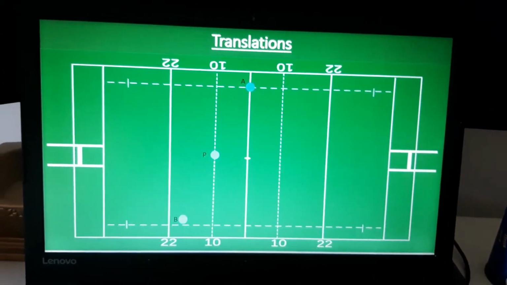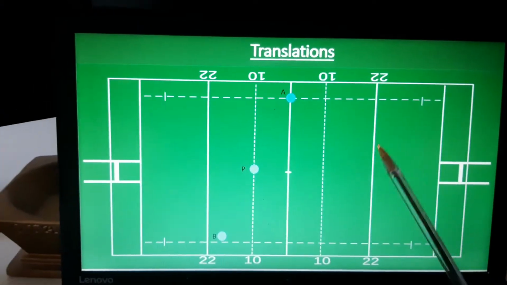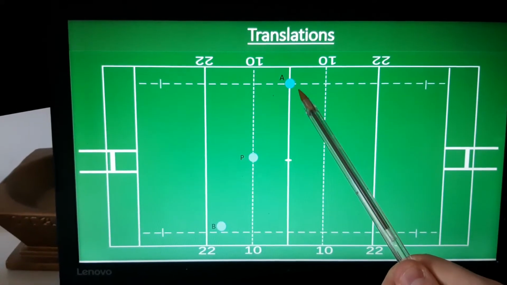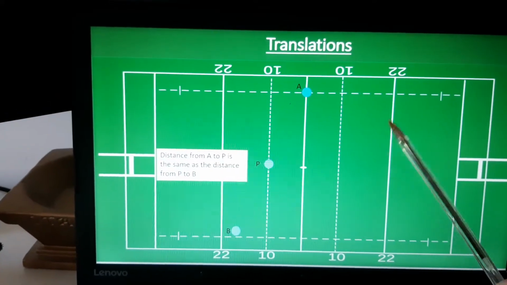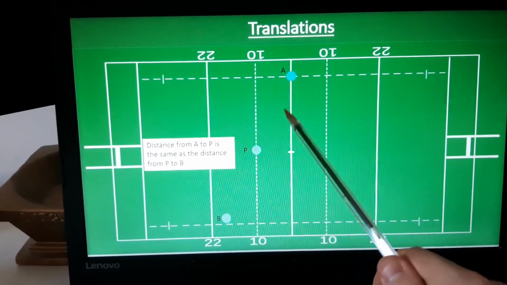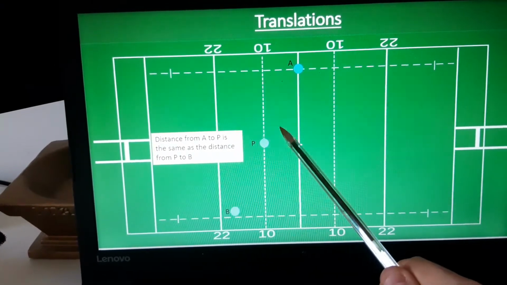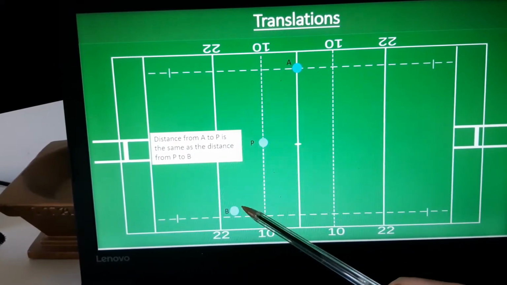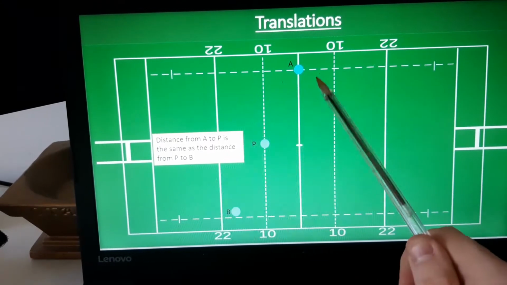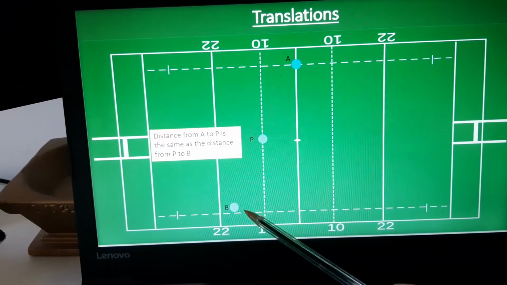So I would introduce them to the question. I would say, person A has the rugby ball on him. Important thing to remember for this question is the distance from person A to person P is the same as the distance from person P to person B. So that distance there is the same as that distance there.